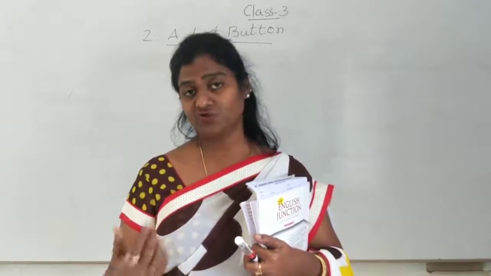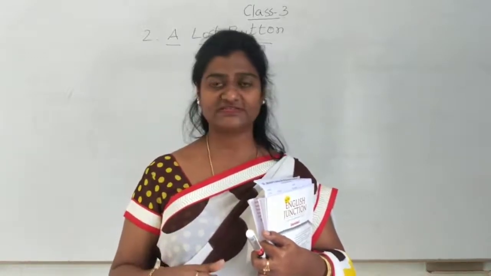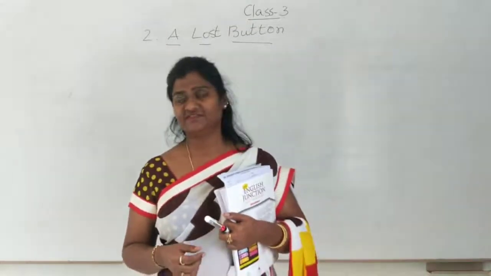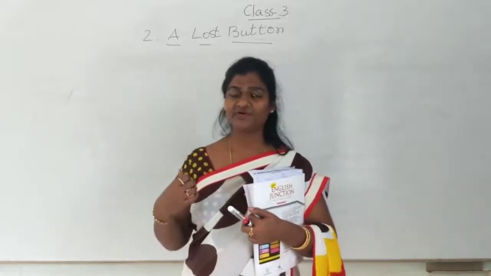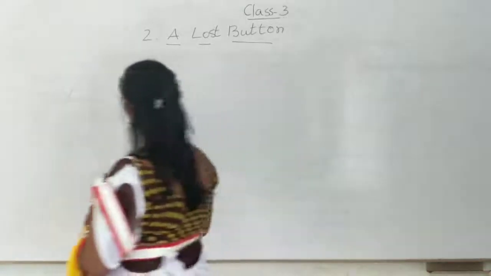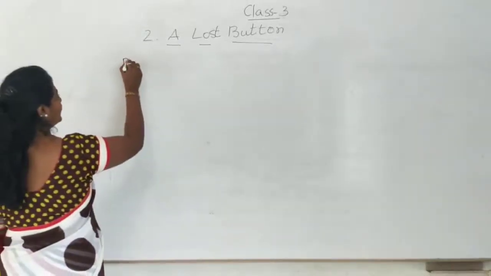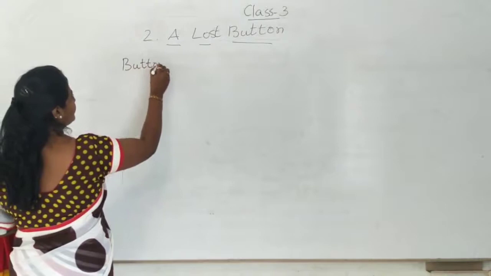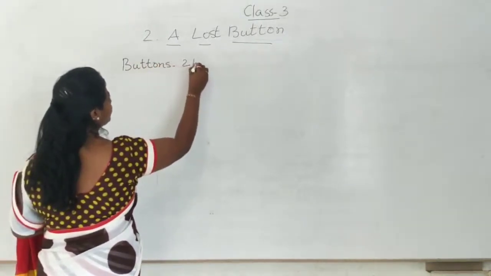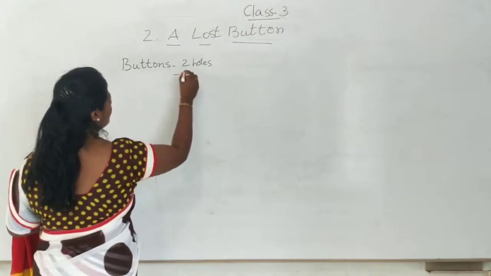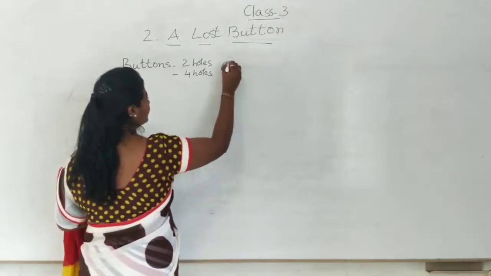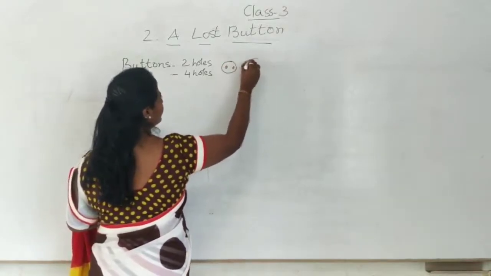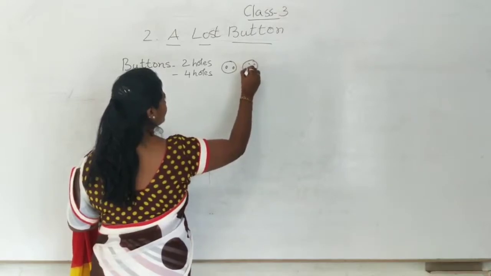We also have fancy buttons, we have shanks, we have toggles, we have metal buttons, press buttons, and different types of buttons. So what is the problem here? Somebody has lost their button here. There are different types of buttons. They are two-hole buttons, or buttons with four holes. It is a round thing, right? It can have two holes or it can also have four holes.